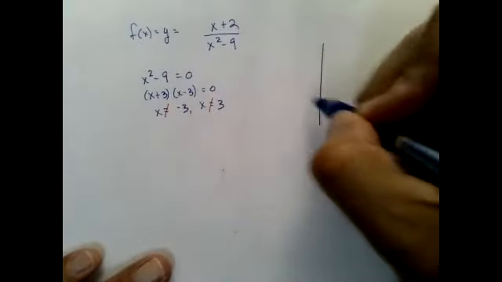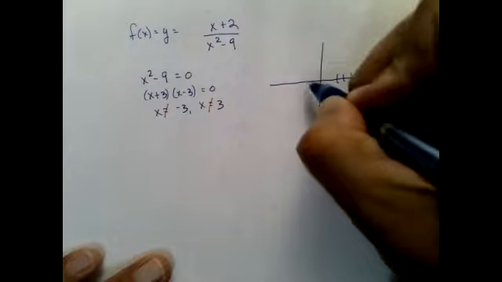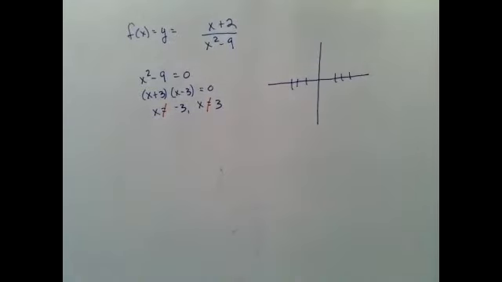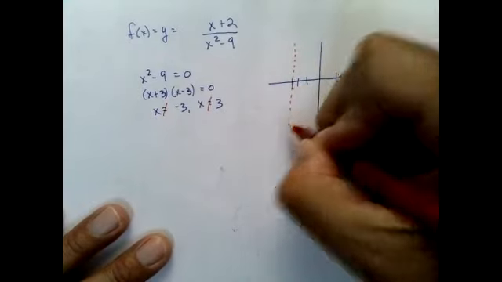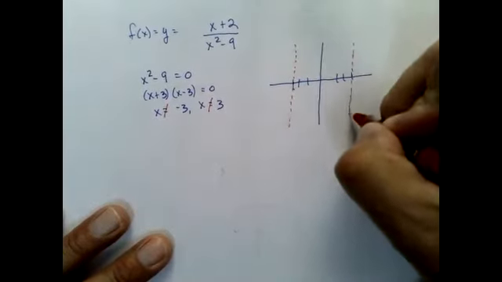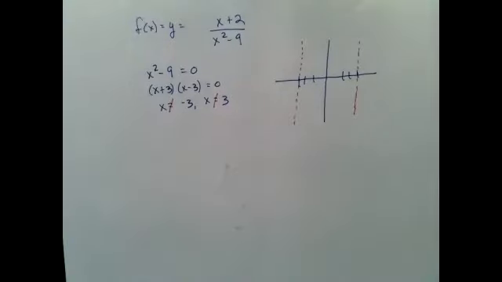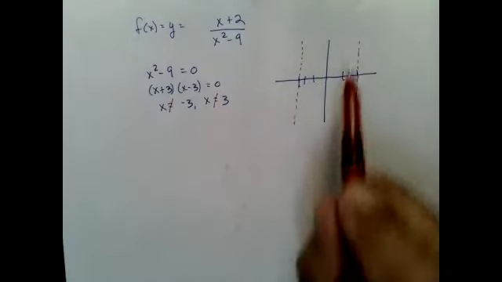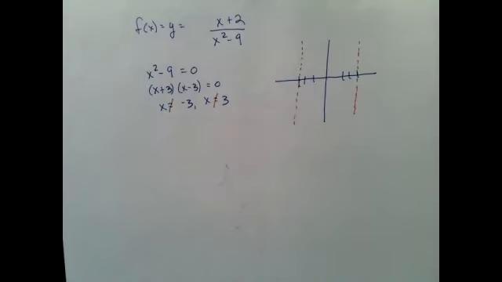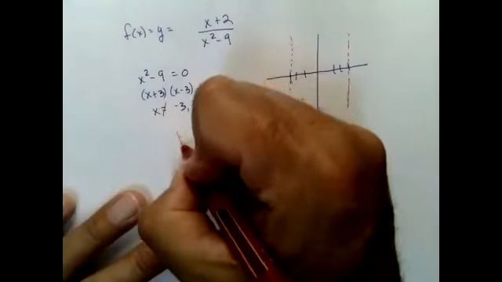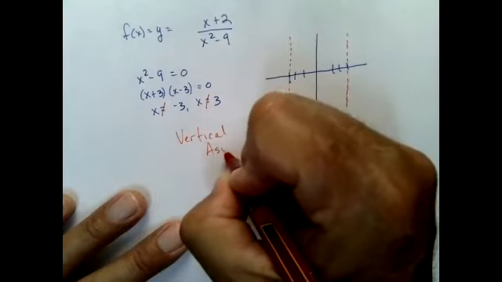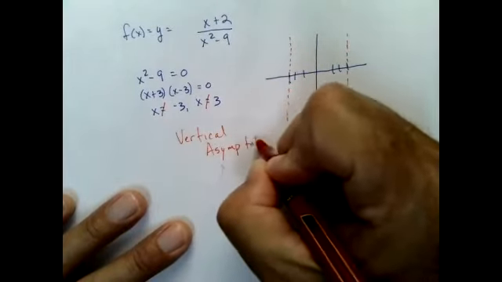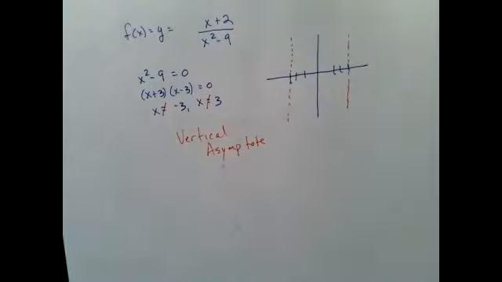So when I draw this, 1, 2, 3, 1, 2, 3, I know, because it's in the denominator, I'm blocking off negative 3 and I'm blocking off positive 3. This is how I find what's called a vertical asymptote. It's all about the denominator.